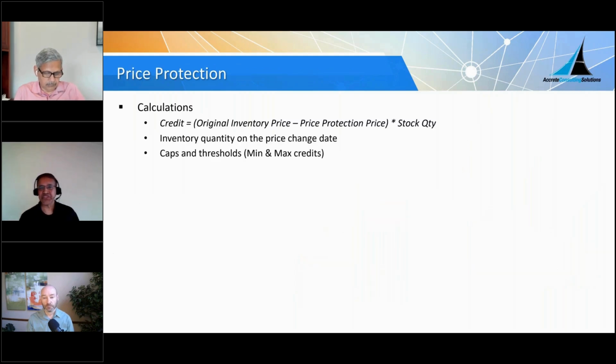So what is price protection? This is a case where the manufacturer lowers the price, changes the price, and now your channel partner has inventory that they bought at a higher price. So usually manufacturers would have this price protection program where they would credit the whole amount or the difference between the original inventory price and the price change, for what's in the inventory. And then with the program, you can apply additional caps and thresholds, that's min and max. You can say, I'm only going to credit you a certain amount of dollars.